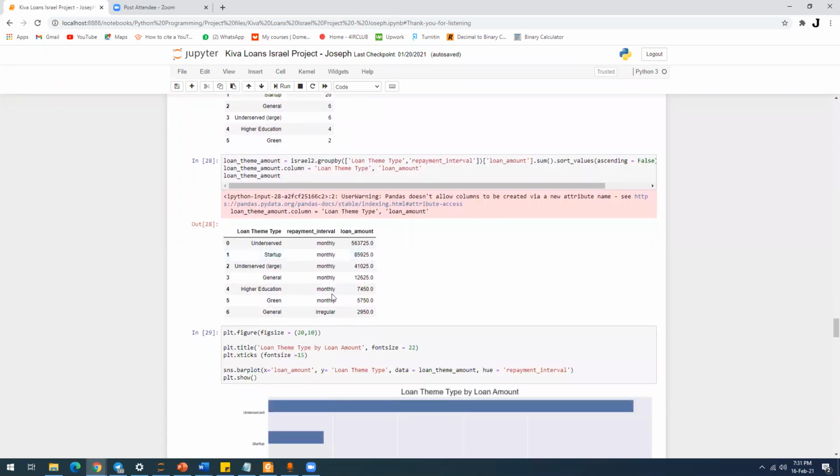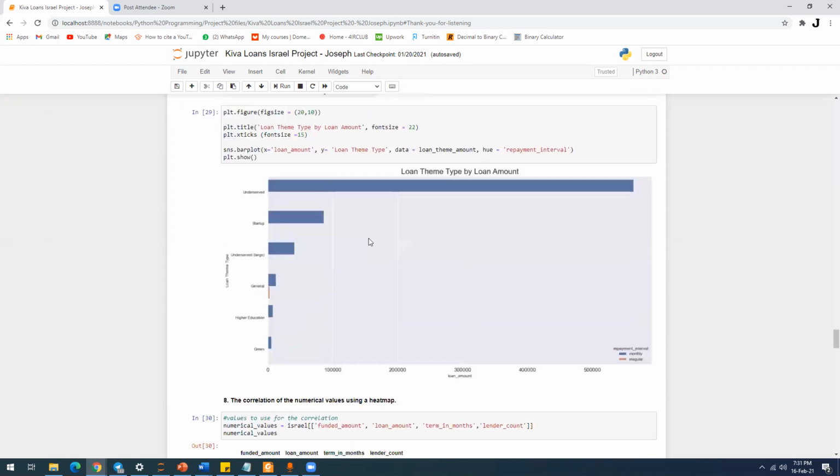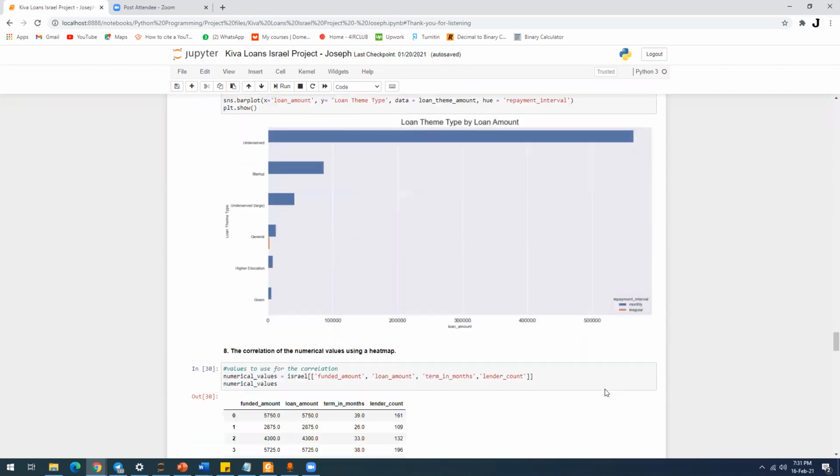And then later on, I did the dot sum. And from the dot sum, I realized the same underserved is also at the top. So from that, I was able to plot loan theme type by loan amount. So underserved loan theme type was the highest in loan amount.